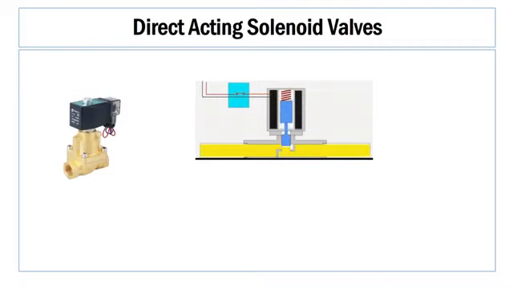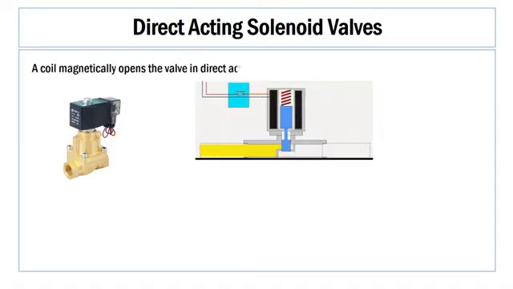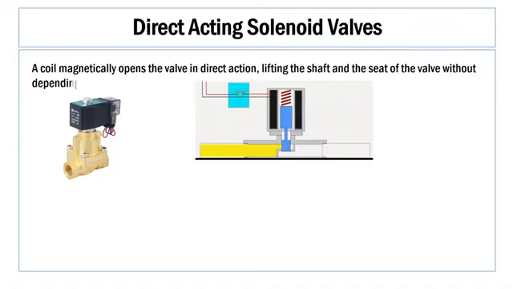Direct acting solenoid valve. In a direct acting solenoid valve, a coil magnetically opens the valve in direct action, lifting the shaft and seat of the valve without depending on outside pressure. A direct acting solenoid valve is used for small flow rate applications.